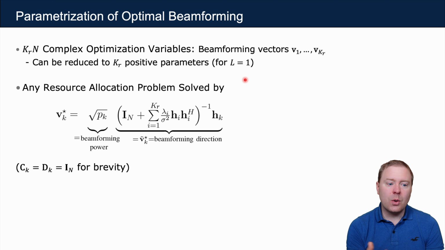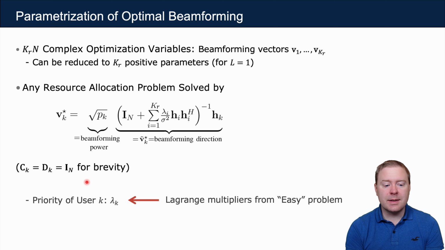So what one can show is that any resource allocation problem is solved by beamforming vectors that have a particular structure. We have a power scaling factor here. We have the channel vector to this user, and then we have an inverse that contains an identity matrix and a summation of all of the different users. In the sum, we have the channel to that user times itself. We have a lambda_i parameter that we need to select, and we have the noise variance. And inside here, we could also have the C and D matrices, but for brevity, we have turned them into identity matrices.